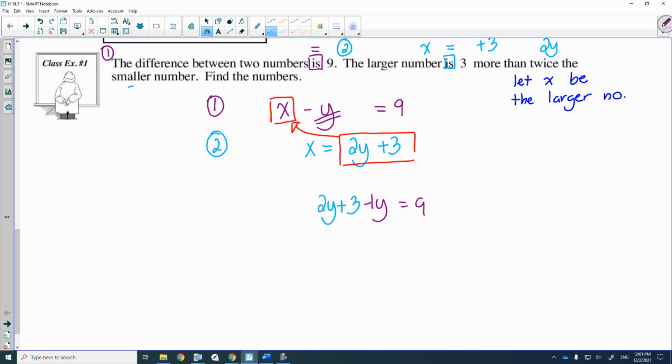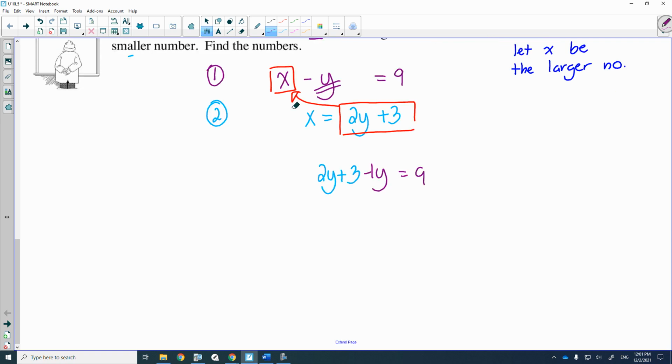With substitution, you'll always be able to join like terms. So 2y minus 1y is 1y plus 3 is equal to 9. Subtract 3 from both sides, and you'll get 1y is equal to 6. And then if that was any number other than 1, you'd be dividing that number out, right? So if I divide out the 1, I've got y is equal to 6. So my smaller number is going to be 6 because we said that the larger number is going to be x.